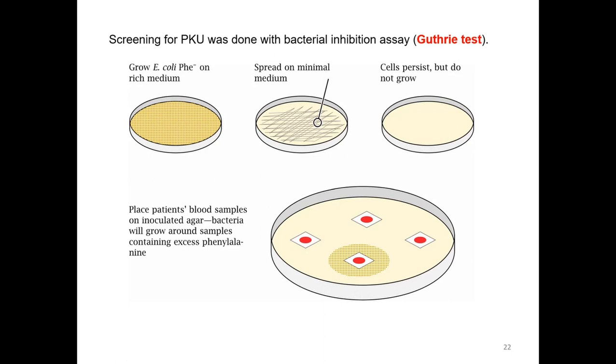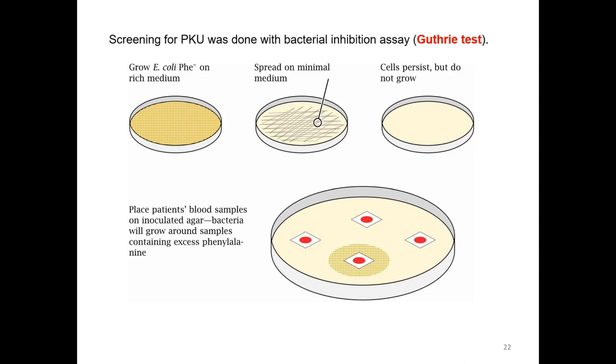Then we take another dish in which we have minimal medium without phenylalanine. Then we take a little bit of bacteria and spread them on top of the second plate, which of course is a minimal medium, so there's no phenylalanine. So the bacteria can't grow, but they persist. So the bacteria will still be there, but they don't grow, they don't duplicate. And then we take the blood spots and put them on top of the plate. And you see that if in the blood there's phenylalanine, then the bacteria will start to absorb the phenylalanine, and this will promote their growth.